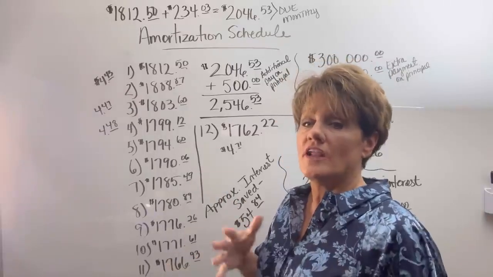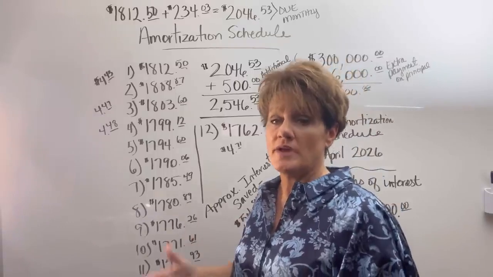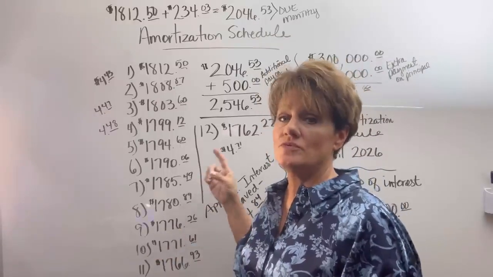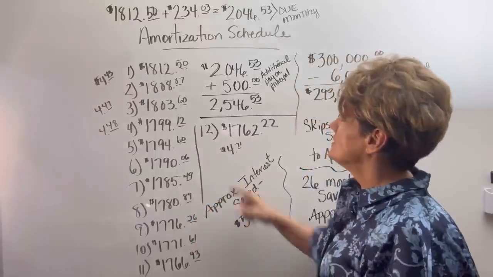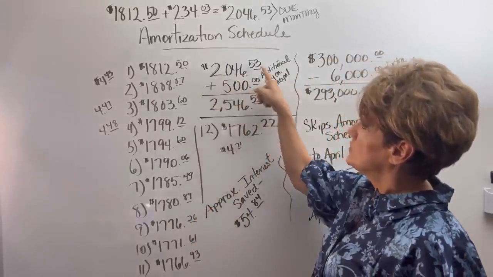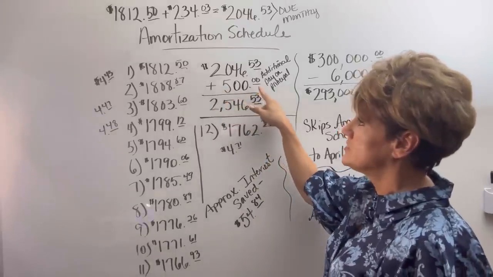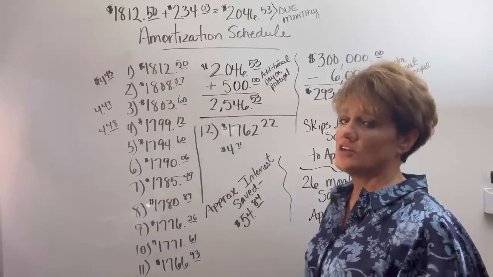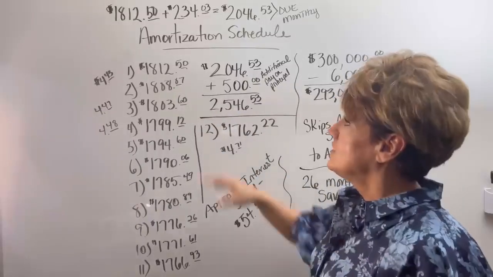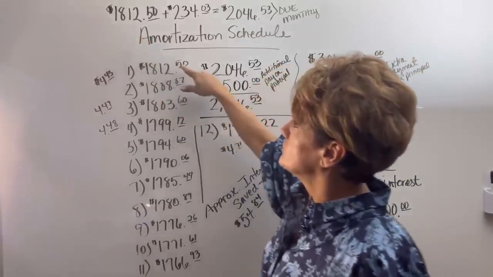So the breakdown that I'm going to do again is the $500 per month extra payment that's going to be added to this principal amount every month for the first 12 months. So the regular payment being $2,046.53 with the additional payment onto principal only brings the total payment per month at $2,546.53.